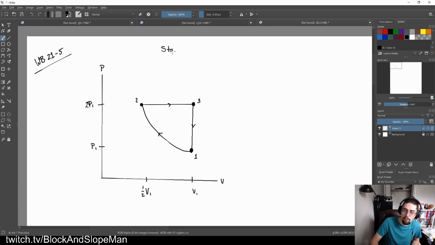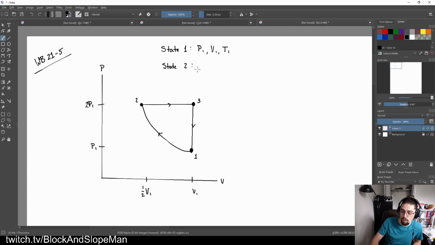So what I'm going to do first off is establish, in each of my three states, what state variables I have. So in state 1, P1, V1, T1. State 2. Now I want to put these all in terms of just all of these initial state variables.